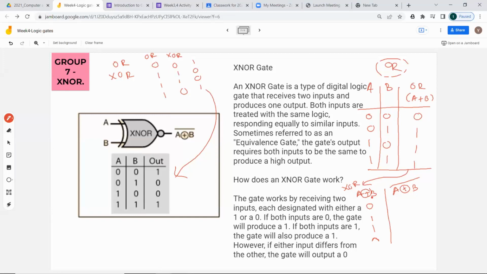We will have to invert XOR. How do we invert XOR? When we have 0, we mark 1. Here we have 1, therefore we mark 0. Again we have 1, we mark 0. Again we have 0, we have to mark 1 here. Right? So this is what we refer to as XNOR.